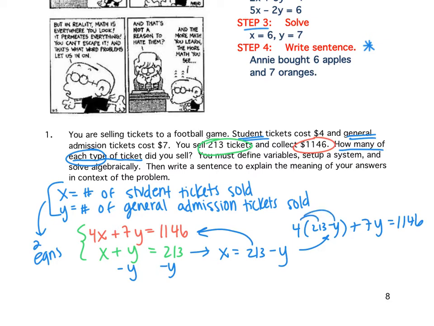So at this point, I can distribute my 4, and I get 852 minus 4y plus 7y is equal to 1,146. Negative 4y and positive 7y gives me 3y. If I take that 1,146 and subtract 852, I get 294.